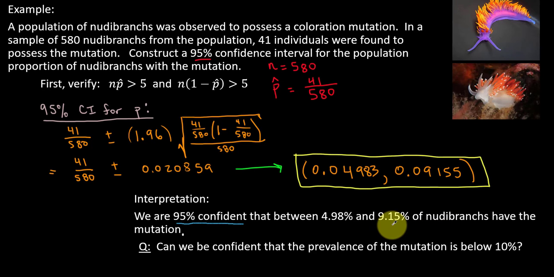I have a side question here in which I'm asking, can we be confident that the prevalence of the mutation is below 10%? Considering our confidence interval here spans from about just shy of 5% to just over 9%, the answer would be yes.